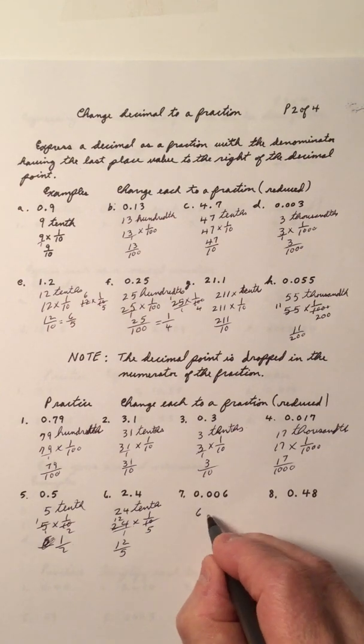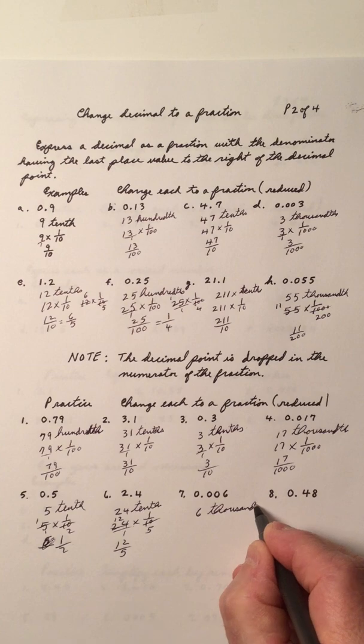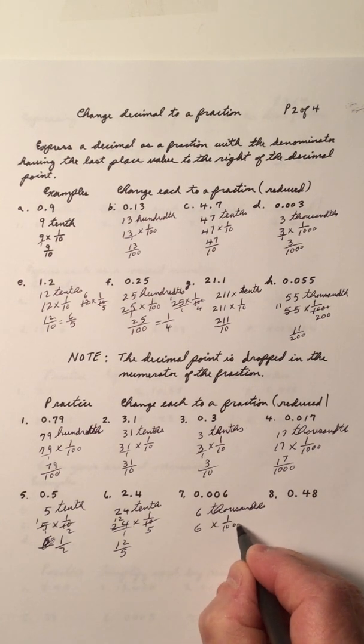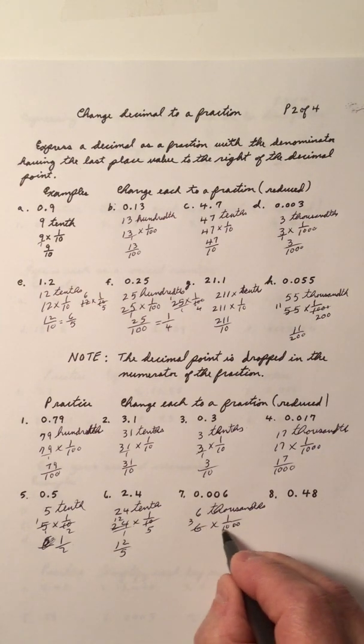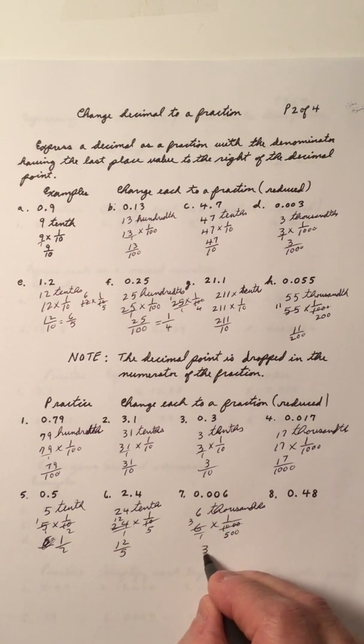And this is 6 thousandths. So 6 times 1 over 1,000. 2 into 6 goes 3. 2 into 1,000 goes 500. It's over 1, so we get 3 over 500.